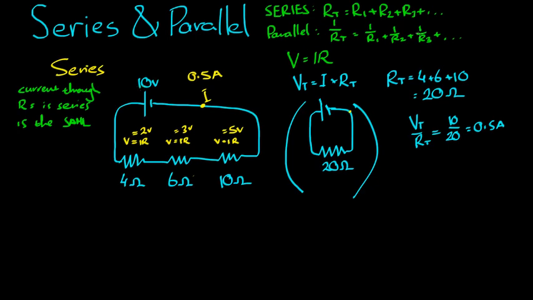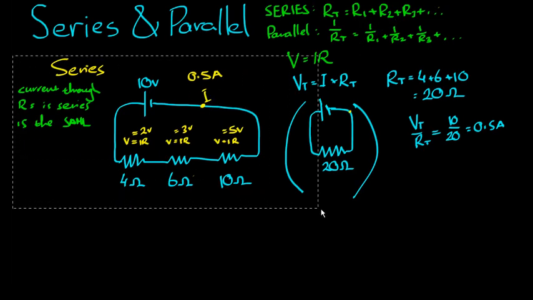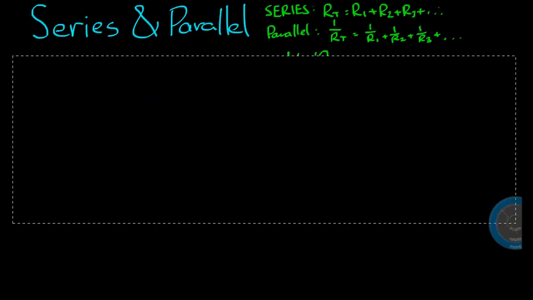The most important thing to remember is that in series, since the current is the same, it's very simple to find the total resistance, which is what the battery feels, just by adding up the resistance of the individual components. Let's look now at parallel.